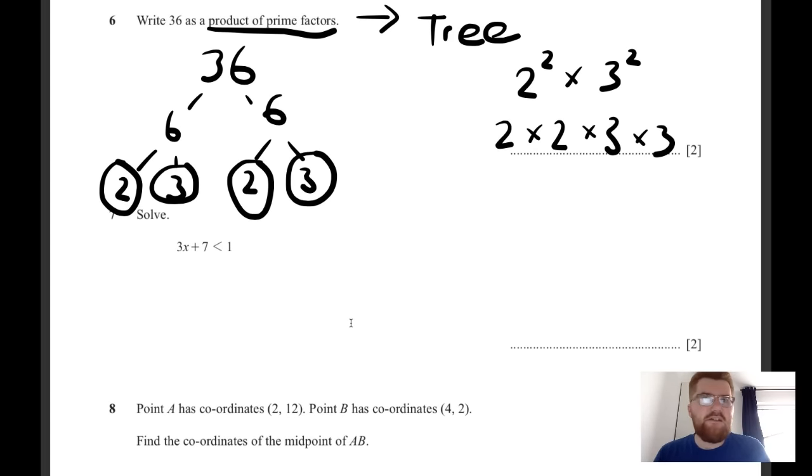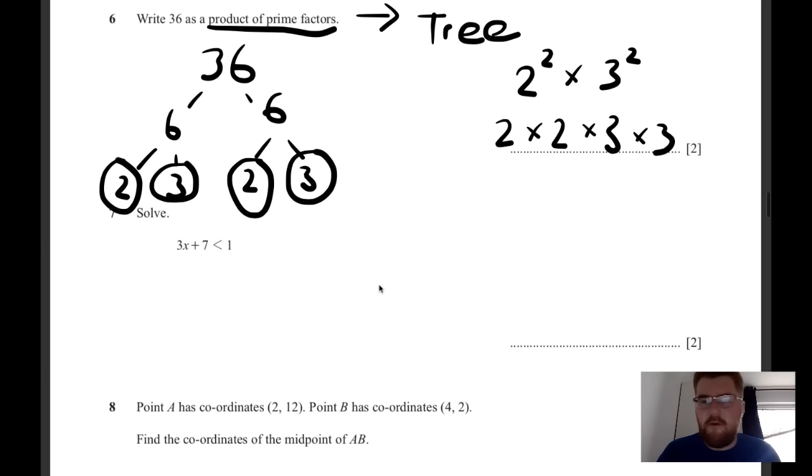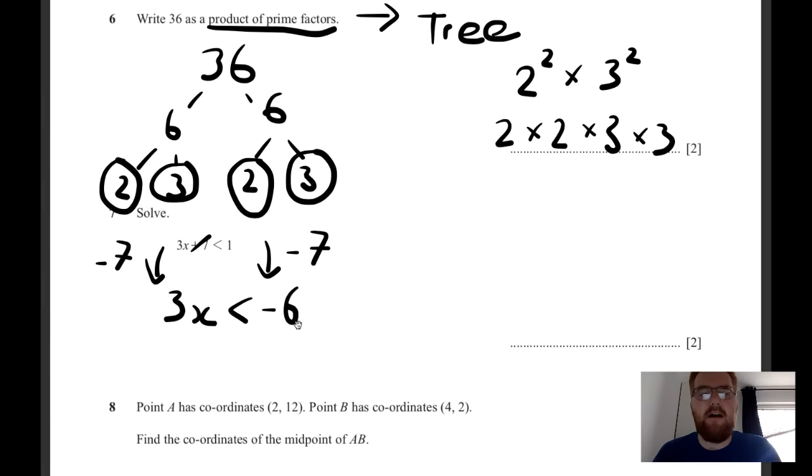Well, we approach it in the same way we did question 5 up here. So we just minus and add on both sides. So let's start with this. Well, we want the x on its own. So what's the opposite of plus 7? Well, that is minus 7. We do that to both sides. If we do that, well, 3x stays the same. Plus 7 minus 7 cancels. 1 minus 7, well, that's equal to minus 6. Careful with negatives. So we have 3x is less than minus 6.